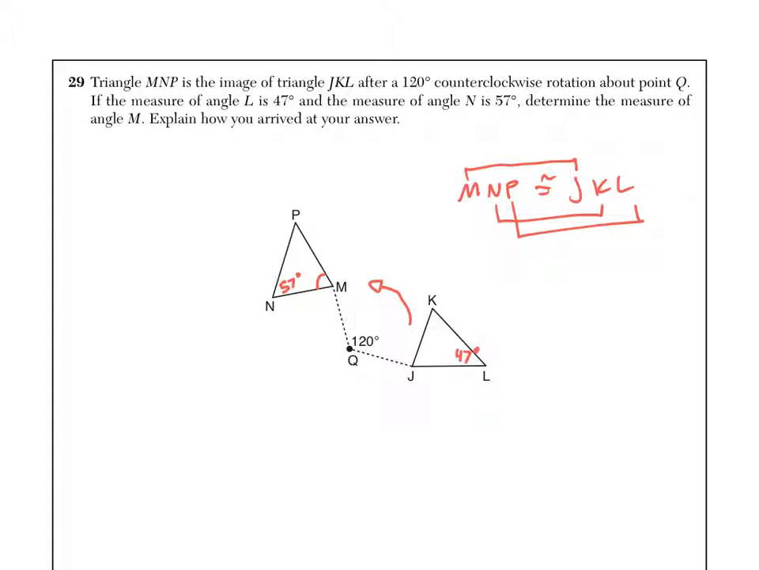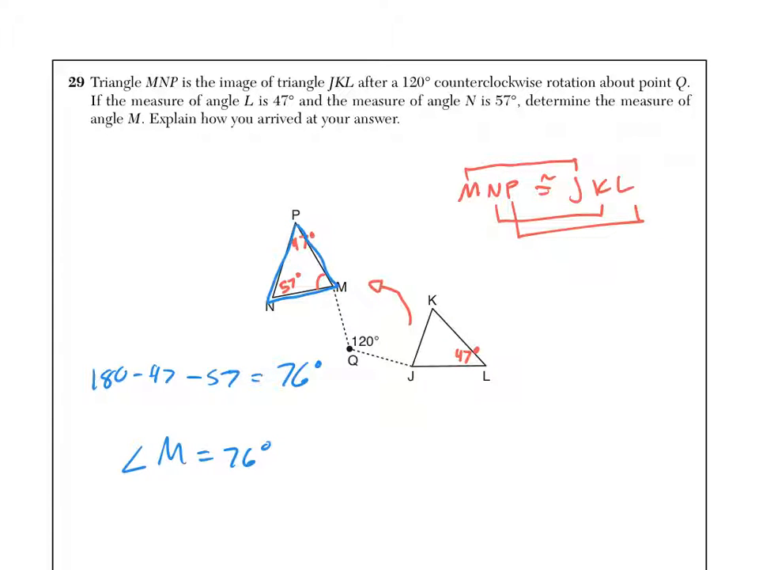So if I know P is congruent to L, well then I could just say that angle P is 47 degrees. And to find angle M, well, we just do the triangle sum theorem, all right? So it's just going to be 180 minus 47 minus 57, and if you do that, you get 76 degrees. So angle M is equal to 76 degrees.